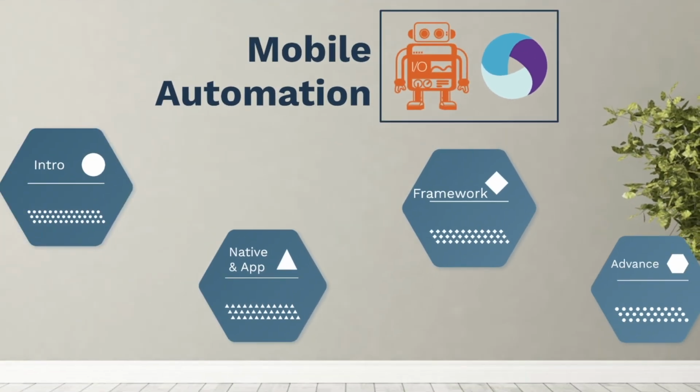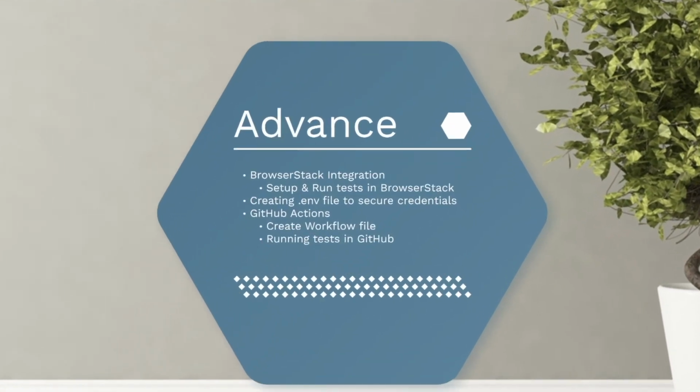Finally, we will dive into some advanced stuff such as BrowserStack and GitHub integration. So we're going to set up and run tests in BrowserStack. We will also secure our BrowserStack credentials by creating a .env file. And then we're going to plug all of this into our CI using GitHub Actions. So anytime we push a change, it will trigger tests in GitHub, which is going to run tests in BrowserStack. And at the end, we're going to be able to see our test results in GitHub.